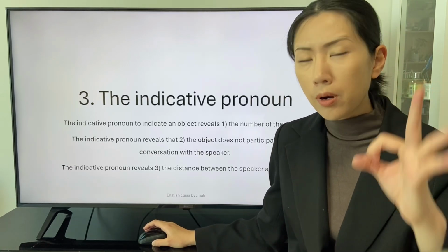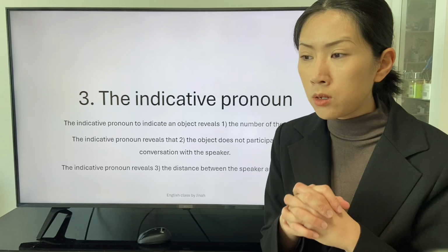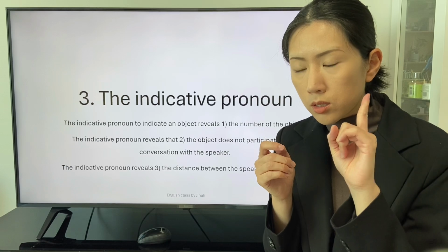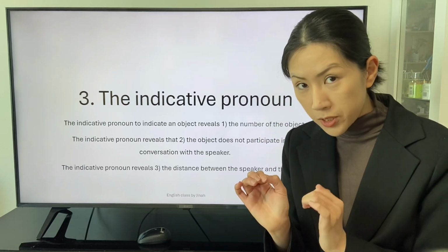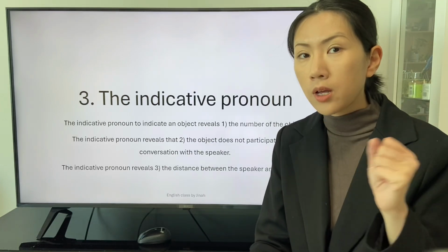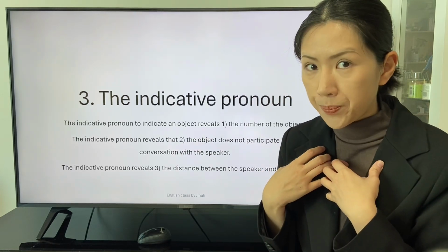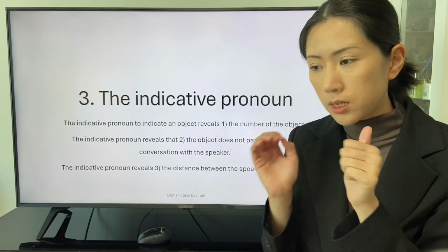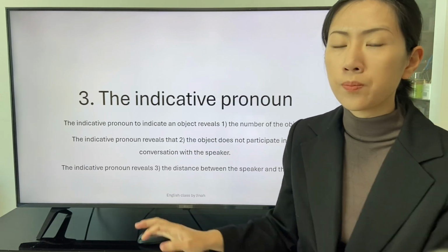The third pronoun is the indicative pronoun. The indicative pronoun indicates an object to reveal the number of the object, whether the object participates in the conversation with the speaker, and the distance from the speaker. There are 4 sorts of the indicative: this, these, that, and those.